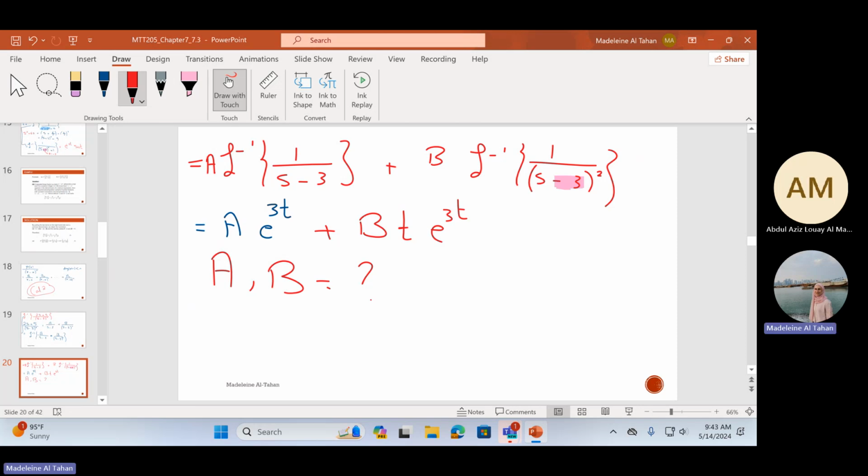Also, when we are using partial fraction, don't waste your time at the very beginning finding A and B because you will forget the answer. Put the answer in terms of A and B, which is the main important thing in our objective, and then we will find A and B at the end.